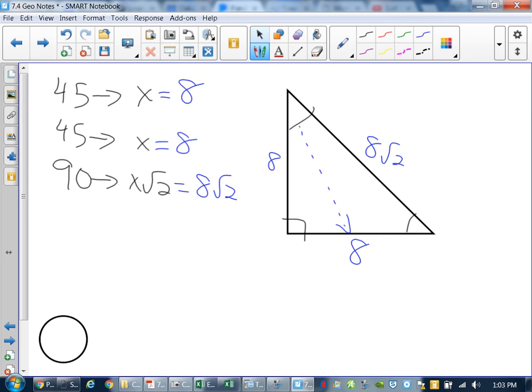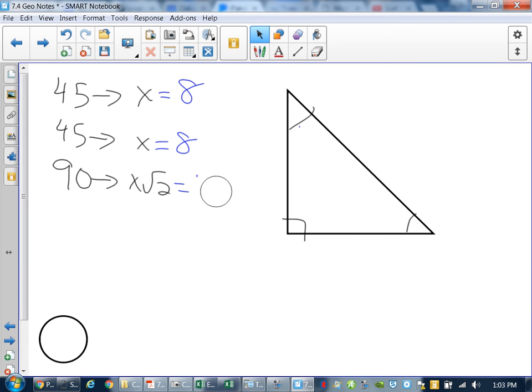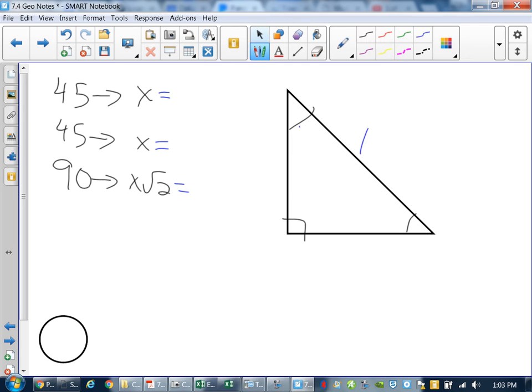Now, the weird part of this comes in sometimes when you're given across from the 90. And this time, let's say it's equal to 10. There's no root 2 next to it. Is that okay? Yeah. You do the exact same thing. You know that across from the 90 is the value of 10. So that has to equal x times the square root of 2. I need to figure out what x is. How do you undo multiply?